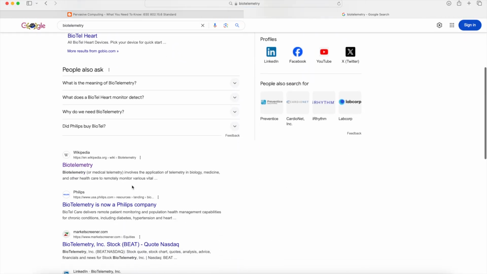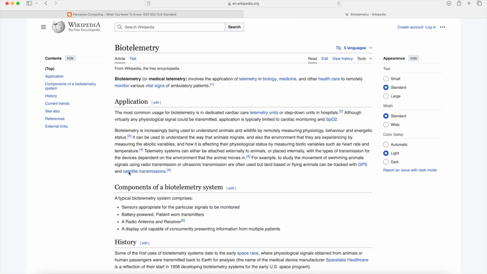And let's click on the Wikipedia page. Biotelemetry, or medical telemetry, involves the application of telemetry in biology, medicine, and other healthcare to remotely monitor various vital signs of ambulatory patients. Medical telemetry is not the same as a conspiracy theory. Medical telemetry is not a theory at all.